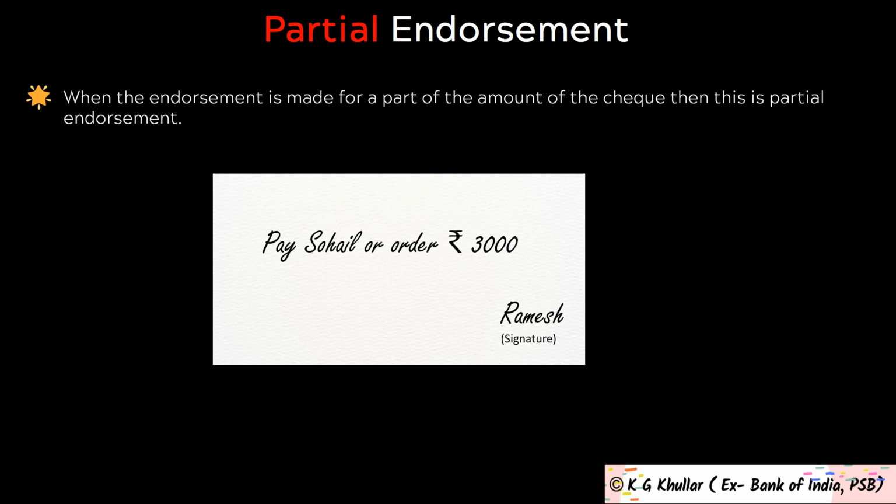You won't receive a check where on the front it's written Rs 10,000, but on the back the endorsement is like this, that is pay Anita or order Rs 7,000. Bank will only pay Rs 10,000 to Anita in this case and not Rs 7,000 as per endorsement. Banks go by what is written on the front of the check.